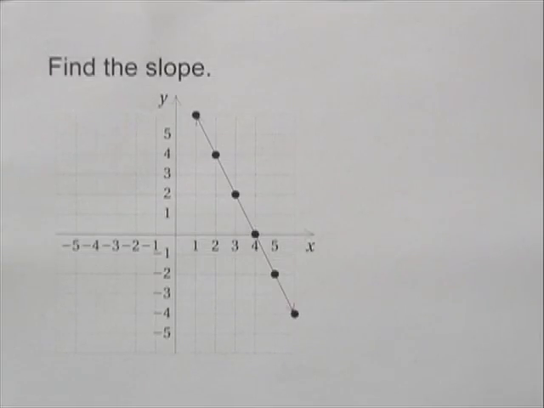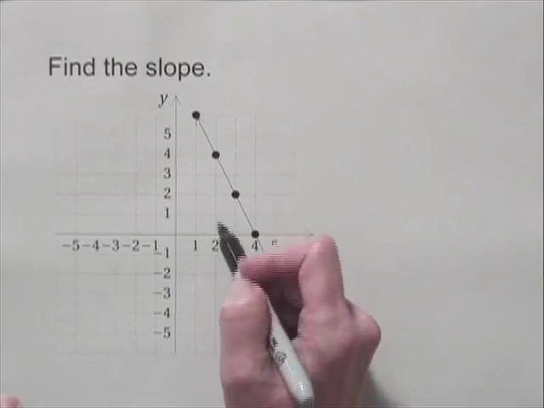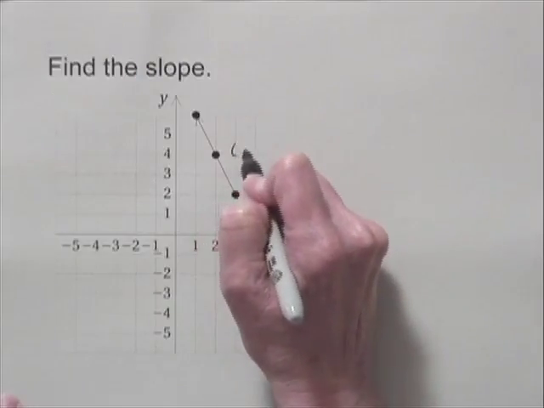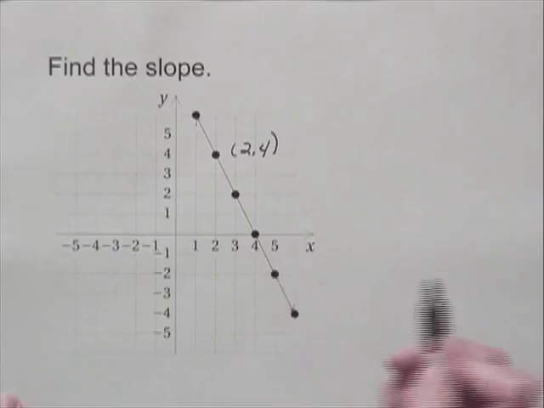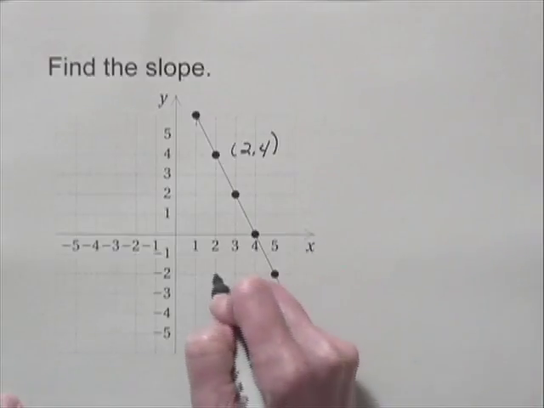Find the slope of this line. We can use any 2 points on the line to find the slope. Let's just choose two. Let's choose this point, which is the point (2, 4). And let's also choose this point, which is (5, -2).